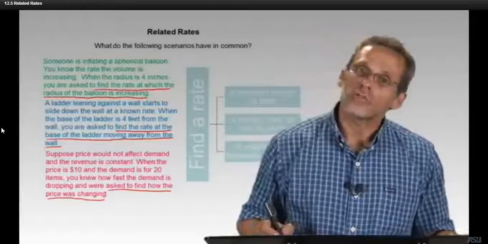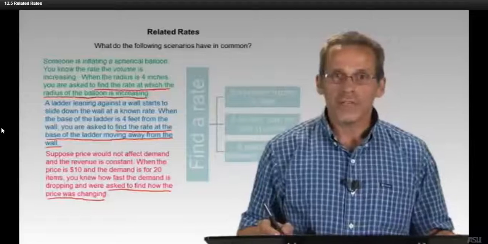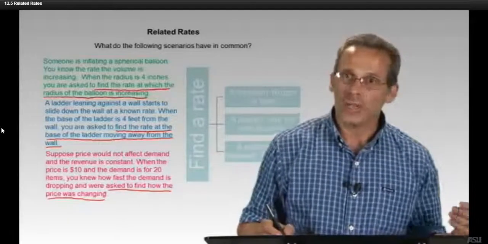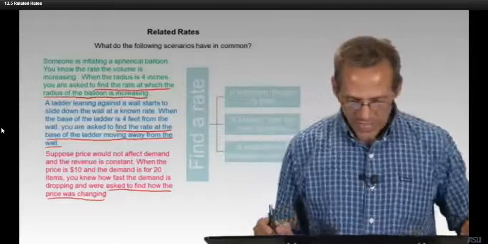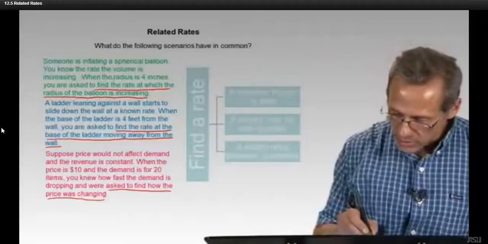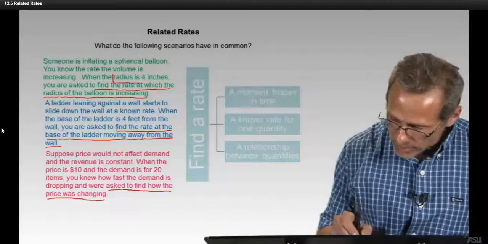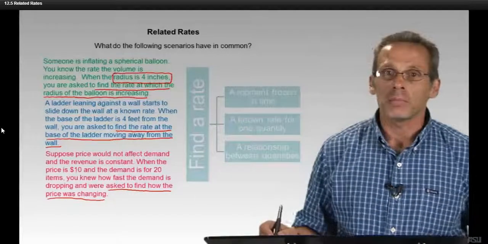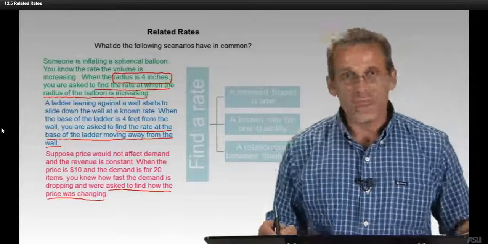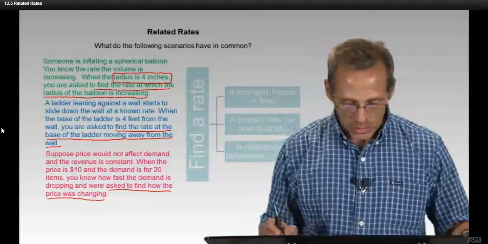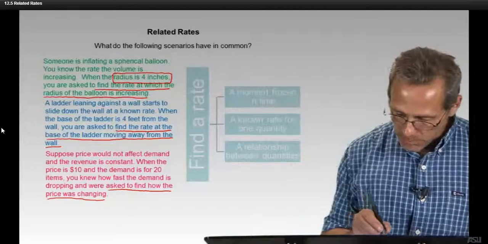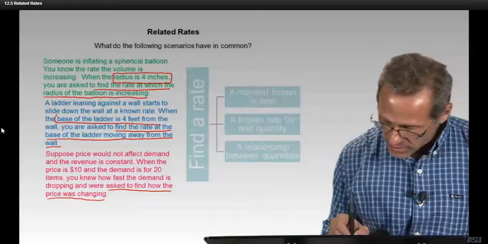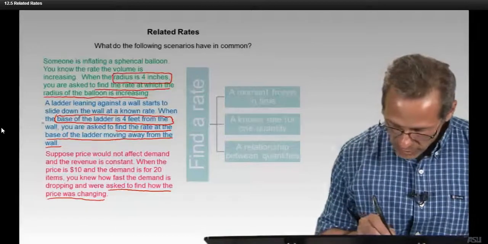What else do these three scenarios have in common? They freeze a moment in time, somehow. Let's see how. In the first case, they stop the inflation of the balloon when the radius is 4 inches, freezing a moment in time. In the second case, we have a ladder sliding down a wall. We ask the question at a moment frozen in time, when the base of the ladder is 4 feet from the wall.